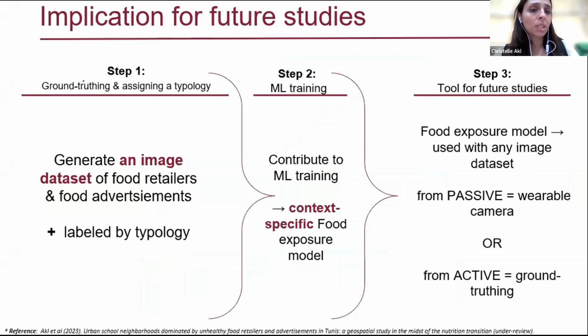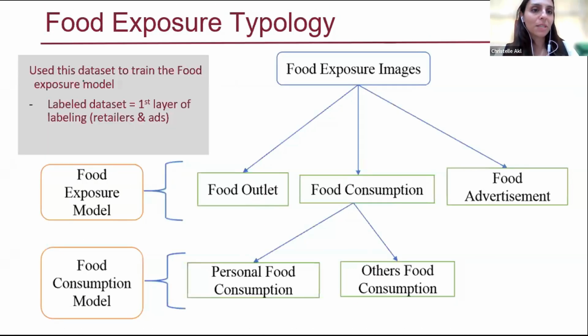Now, for this particular food exposure model, we used the data set that had the first layer of labeling, so basically retailers or outlets versus advertisement. However, theoretically, we could have used the data set with the second layer of labeling, the more detailed typology, to build a food exposure model that would automatically classify food-related images into the more detailed typology.